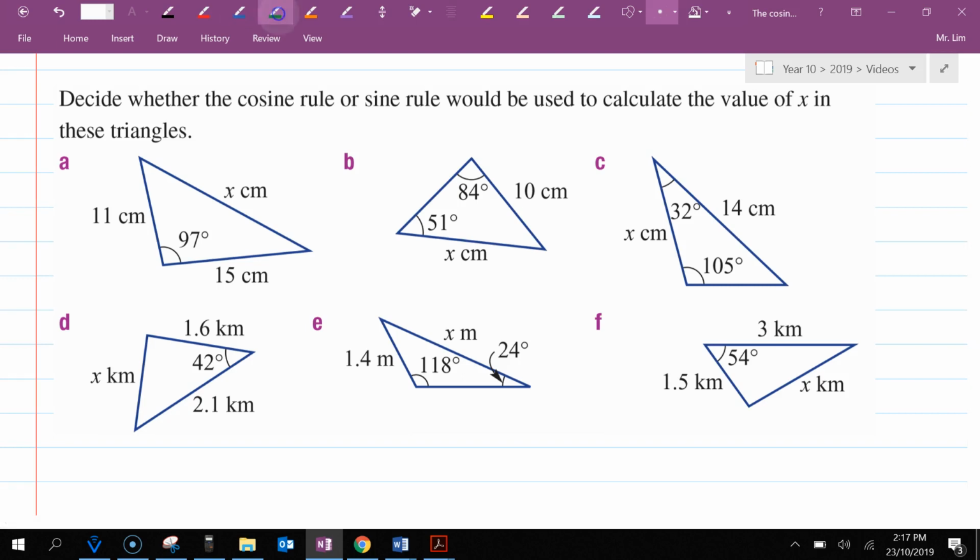So in question A, we've got 3 sides and 1 angle, so we're using the cos rule. Question B, we have 2 sides and 2 angles, so we're using the sine rule. Question C, 2 sides, 2 angles. Sorry, 3 sides, 1 angle, so that's the cos rule. Question D, we've got 2 sides and 2 angles, so that's sine. And question F, we've got 3 sides and 1 angle, so that's cos.